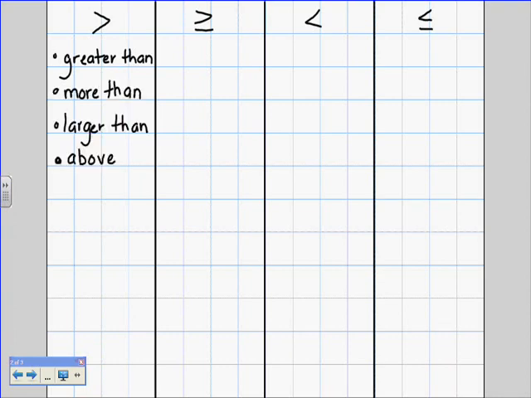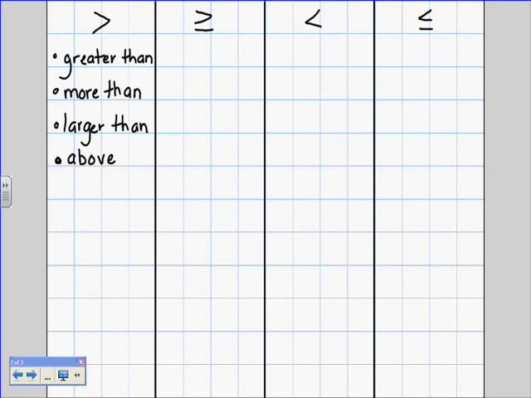So for each of these symbols, there's more than one way that you're going to see them showing up in word problems. So if we're starting with greater than, obviously that's one way that it might show up. In addition to that, we'll also have more than, larger than, or above. Those are all different ways that we can write down our description of our greater than symbol. So they all have the same meaning, and if you were to see those showing up in a word problem, that's your automatic hint that you're going to be using the greater than symbol in your inequality.